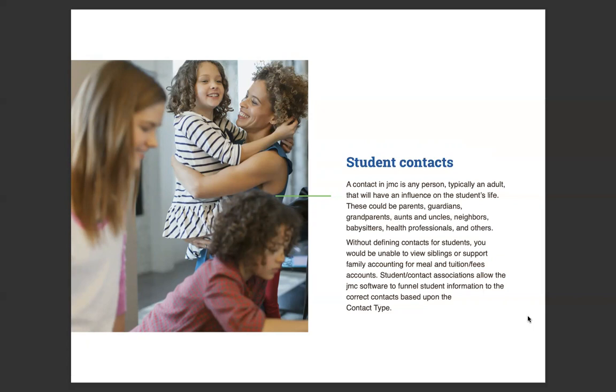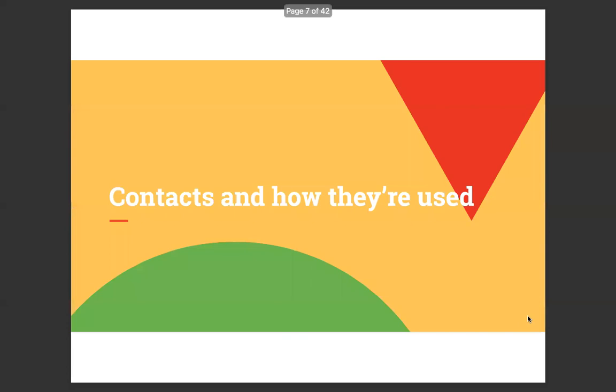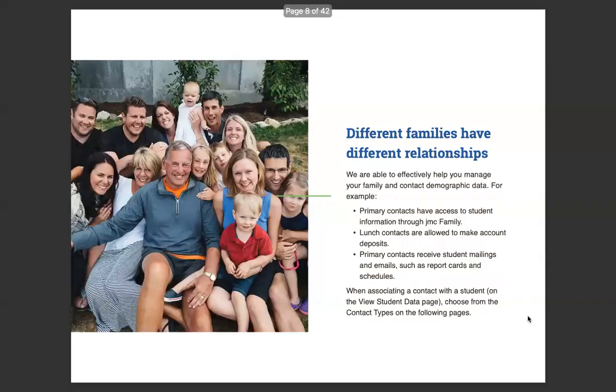Student contact associations allow the JMC software to funnel student information to the correct contact based on the contact type. In a nutshell, what this means is that when you attach the students to the contacts and you attach them correctly, JMC does a lot of great work to help manage that information, saying, here, these are siblings or these people are on the same lunch account, or whatever it might be. So really helpful tool.